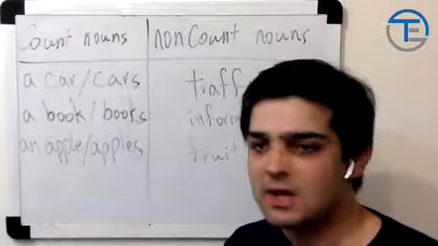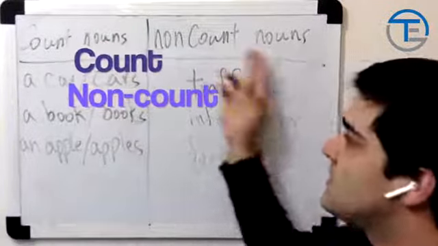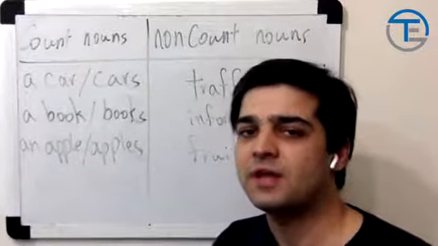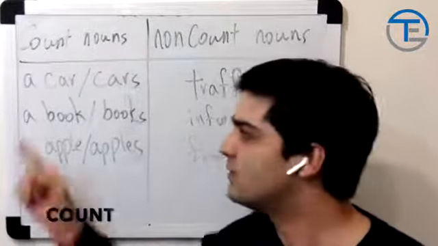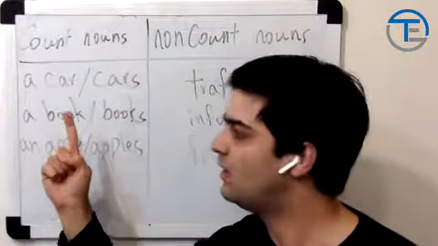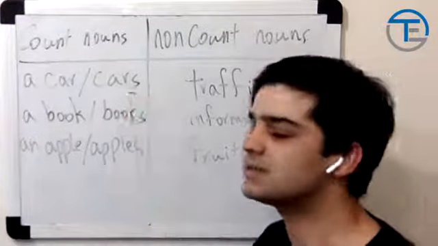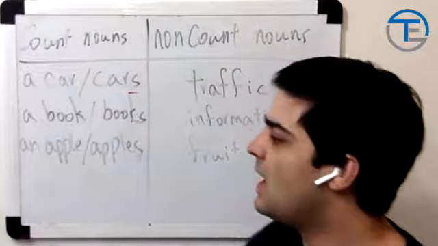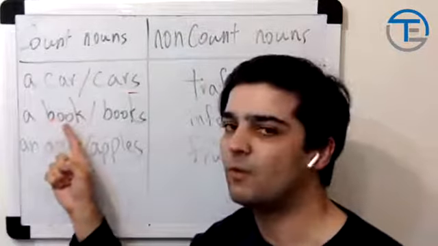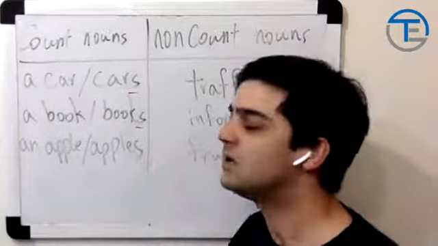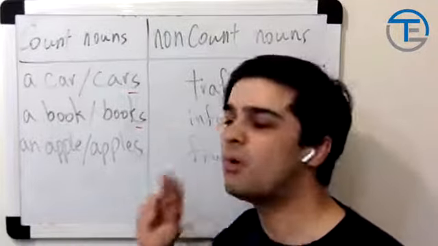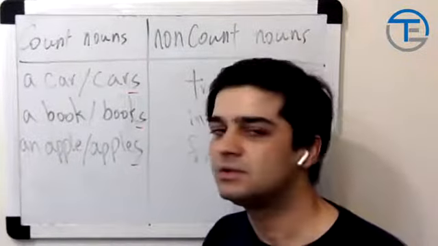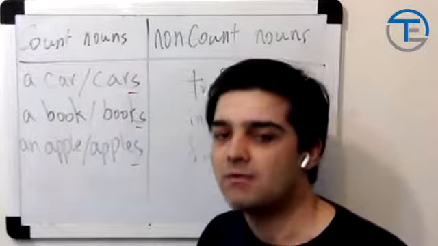Let's look at the difference between count nouns and non-count nouns. A count noun, you can count it. For example, a car, one car. Cars, using S, means 2 cars, 3 cars, 10 cars. A book is a singular form. The plural form with S is books. It means 2 books, 3 books. An apple, 1 apple. Apples, 2 apples, some apples, 100 apples.